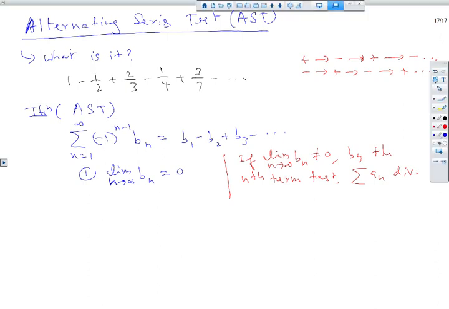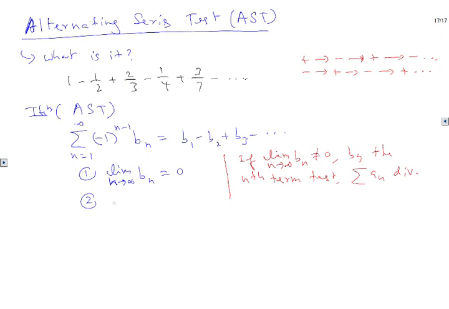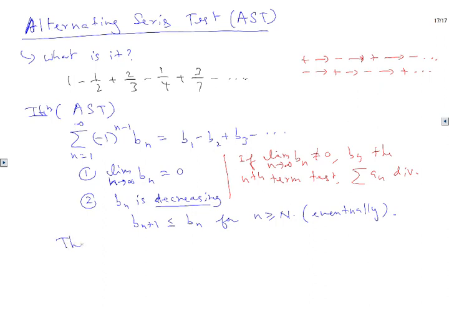So let's say the limit is 0. Then we go to the second condition. It says that b_n is decreasing. b_n is decreasing means b_(n+1) is smaller than b_n. That's for n eventually, after some n, because we don't need it starting from the beginning. Then the series, the sum from n equals 1 to infinity of (-1)^(n-1) b_n, converges.